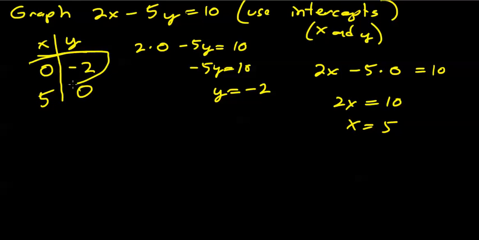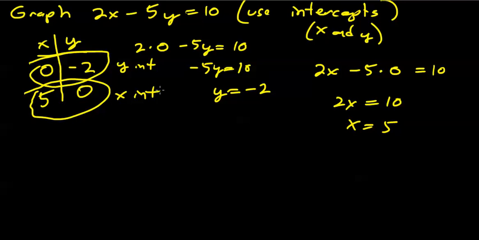This is the y-intercept, because I know when x is 0, this is where the line is going to intersect the y-axis. Similarly, the second point is the x-intercept. When y is 0, I'm going to hit the x-axis at x equals 5, so I can go ahead and graph this line equation. Try and squeeze it in here.